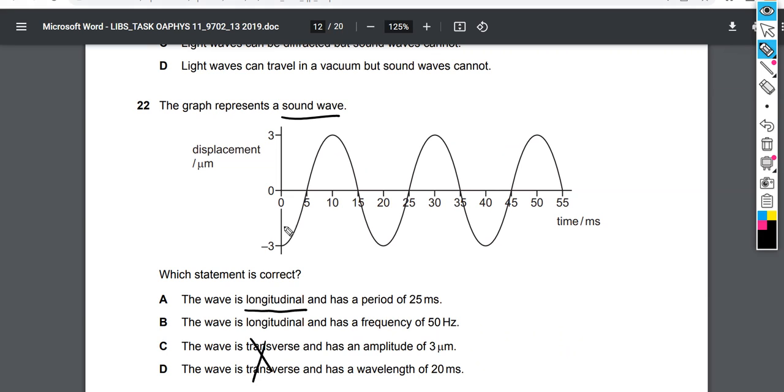Now the period is 20 milliseconds. We can see from trough to trough, the period is 20 milliseconds, and so it's not 25. So it must be a longitudinal wave that has a frequency of 50 hertz. You can prove to yourself that the frequency is 50 hertz by taking 1 over the time period. Remember the time period, we can read off this graph as 20 milliseconds. So 1 over 20 times 10 to the negative 3 is indeed 50. So there you have it. Choice B for question 22.